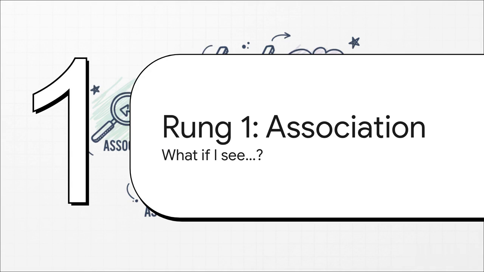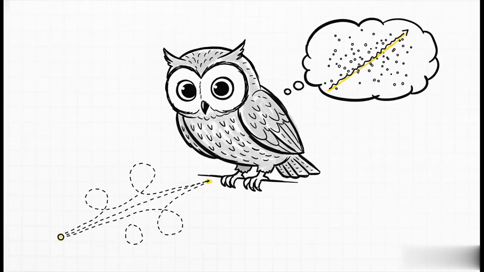It's all about observing the world, spotting patterns, and noting what goes with what. Now, this is the world where most animals live. And really importantly, it's where most of our current machine learning and AI systems live too. They're absolute masters at finding subtle correlations in massive amounts of data and then making predictions. Think of an owl learning that a certain rustle in the leaves is associated with a mouse.